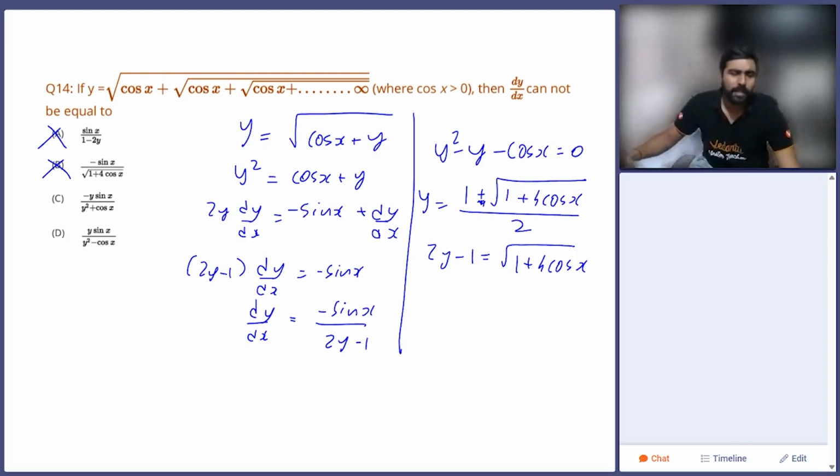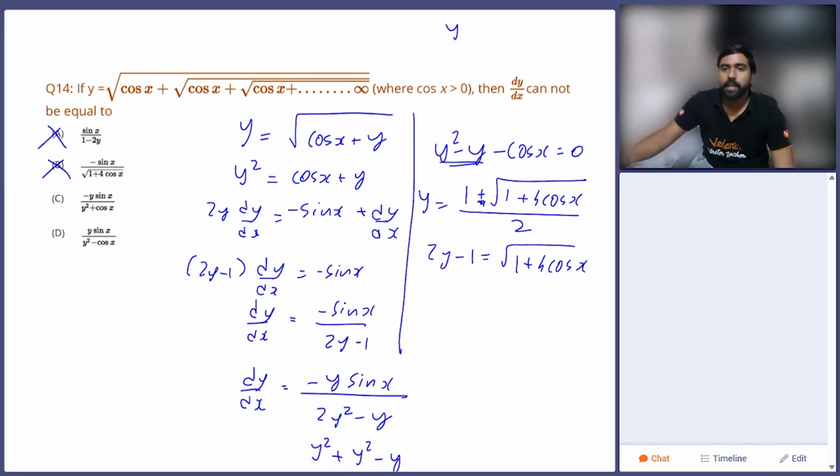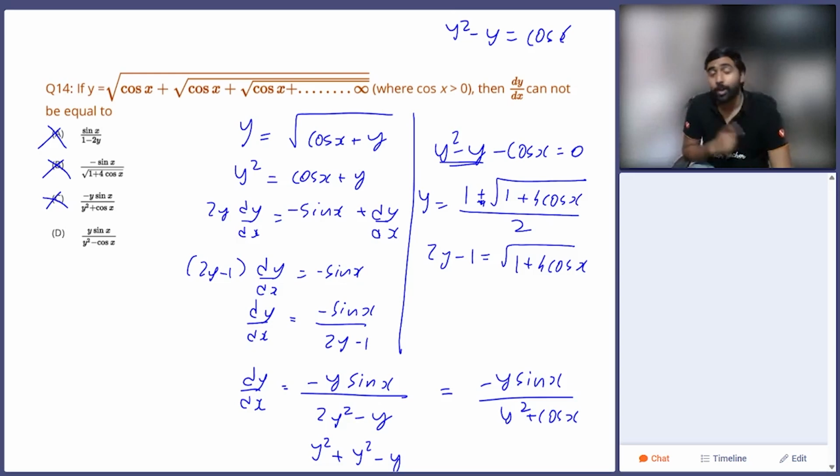Next, we have these two options where in both the cases, I can see that we have y multiplied in the numerator and denominator. Very well, let's multiply y in the numerator and denominator. I'll get minus y sin x divided by 2y square minus y. Okay, everyone. So over here, I have y square plus y square minus y. What is y square minus y equal to? I can say that's equal to cos x. So if I replace y square minus y with cos x, I can say this is minus y sin x divided by y square plus cos x, which means option C is also a perfectly right expression, leaving out option D, which is not going to be a form of this derivative, hence the answer for this question, as they're asking you the incorrect statement.